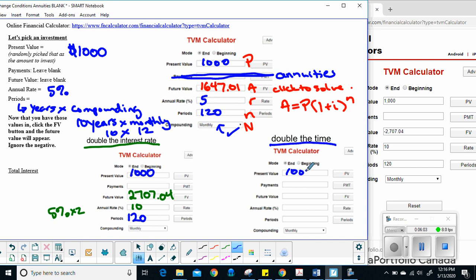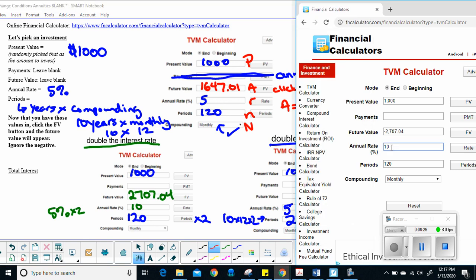Nice. Okay. So third scenario, we're going to double the time. So we're still starting with $1,000. We're going to go back to our 5% interest rate. And we're no longer 120 periods. We want to double our time. So now it's going to be 10 years times 12 times 2. So 240. It's still monthly, right? And let's find out what our new future value is going to be, shall we? Back to 5. This is now 240.